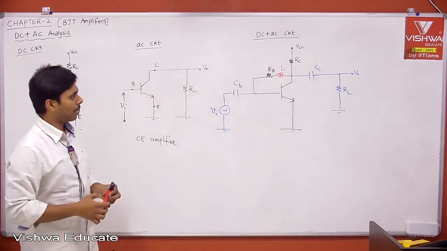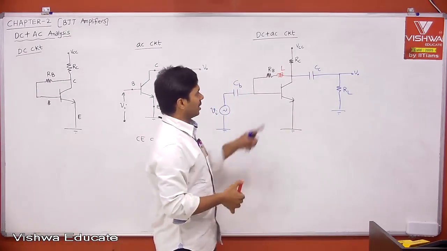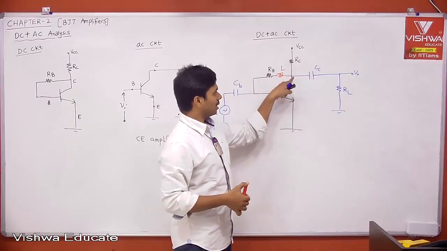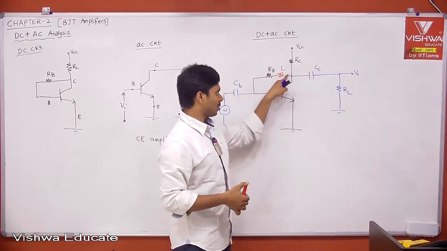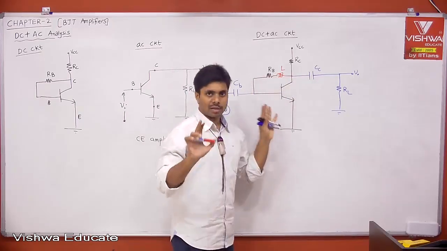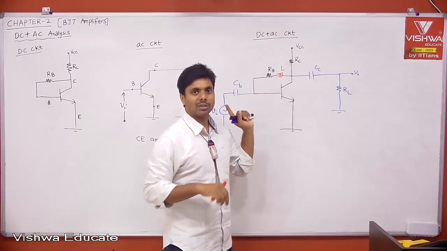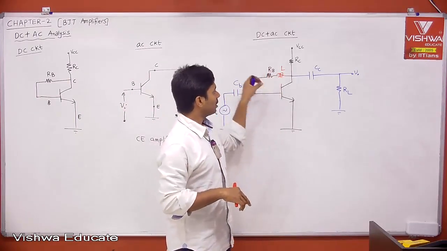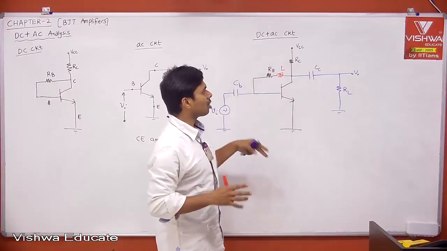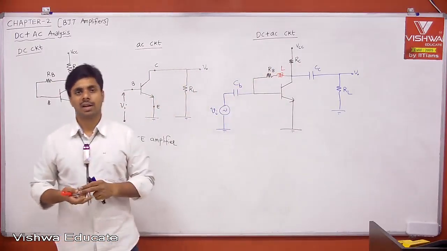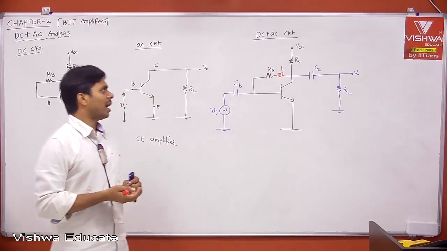Now let's see. For DC, an inductor acts as a short circuit. Then RB, the feedback resistance, is provided between collector and base. That is what we want. For AC, an inductor acts as an open circuit. Then RB is not connected, and it is simply a common emitter amplifier, right? Therefore, we need to have an inductor.